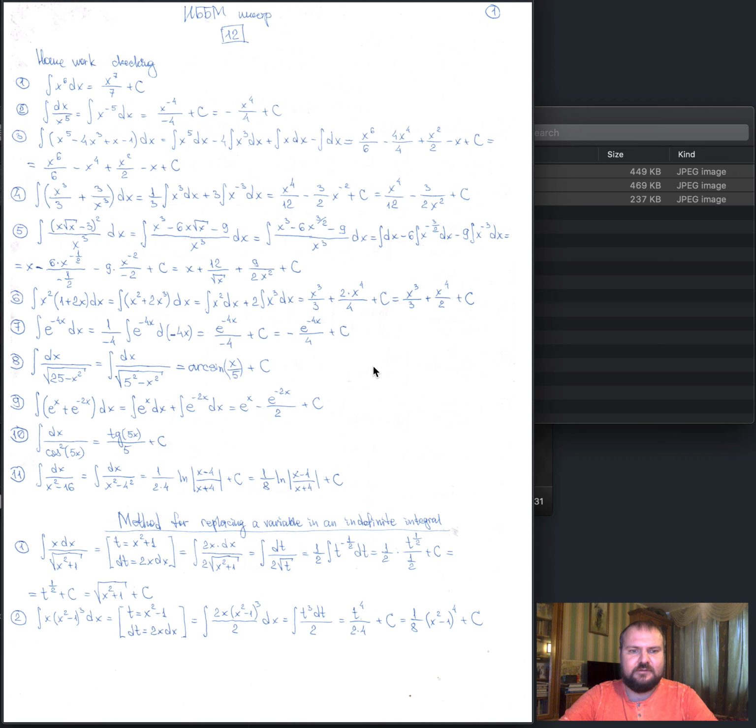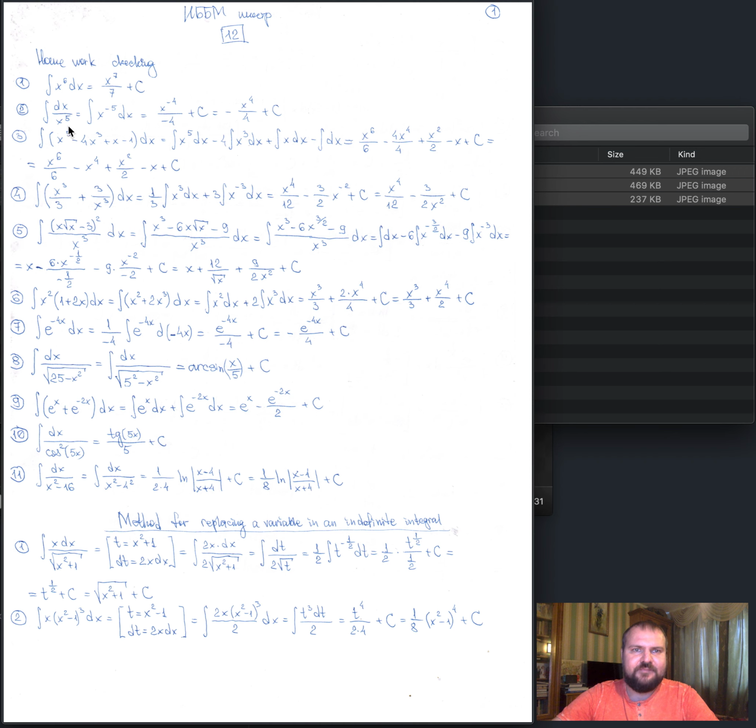And so now we repeat the integrals and check our previous homework. The first task was to find the integral of x in the power 6 dx. It is a table integral. Of course, it would be x in 7 divided by 7 plus constant big C.